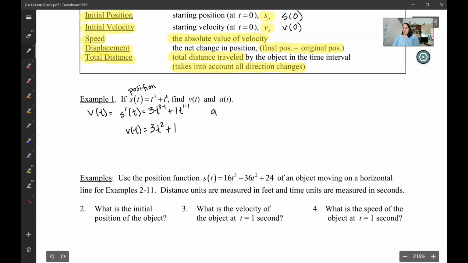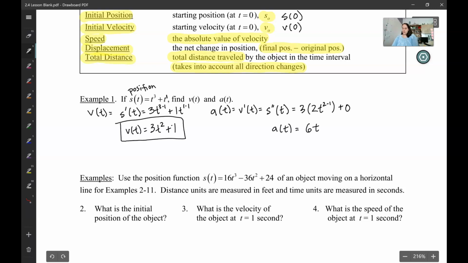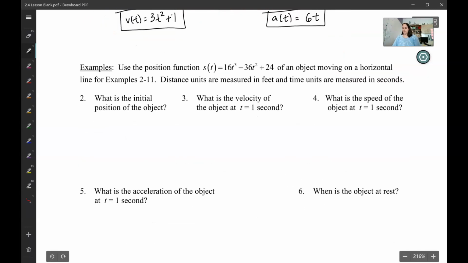Now I want to find A of t, which is going to be V prime of t or S double prime of t. So I'm going to take the derivative again, so the 3 stays out in front, and then I do my rule on t squared, so the 2 goes in front, and then I minus 1. And derivative of a constant is 0. So if I simplify that, I should get 6t. So that is our velocity and acceleration equations from the position equation.